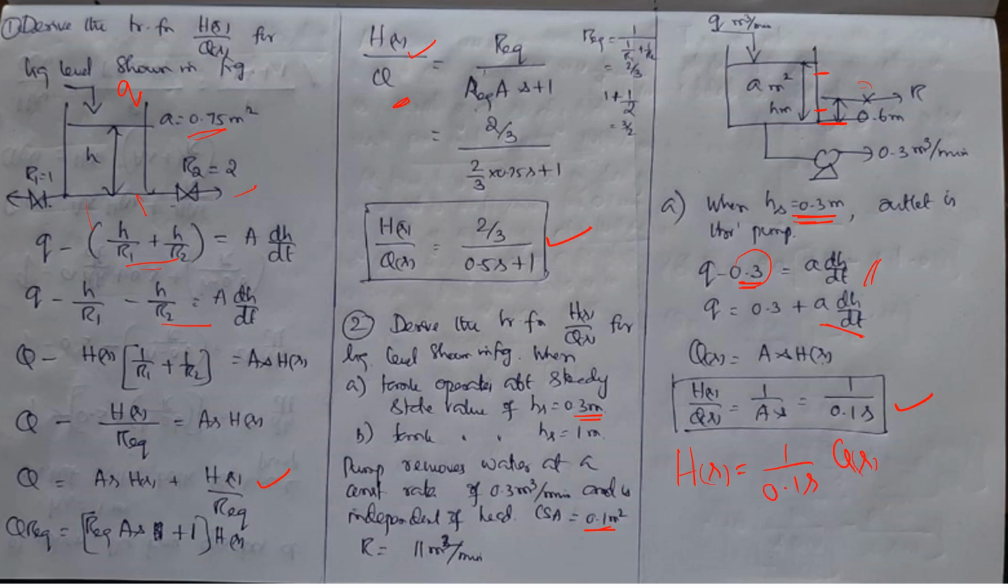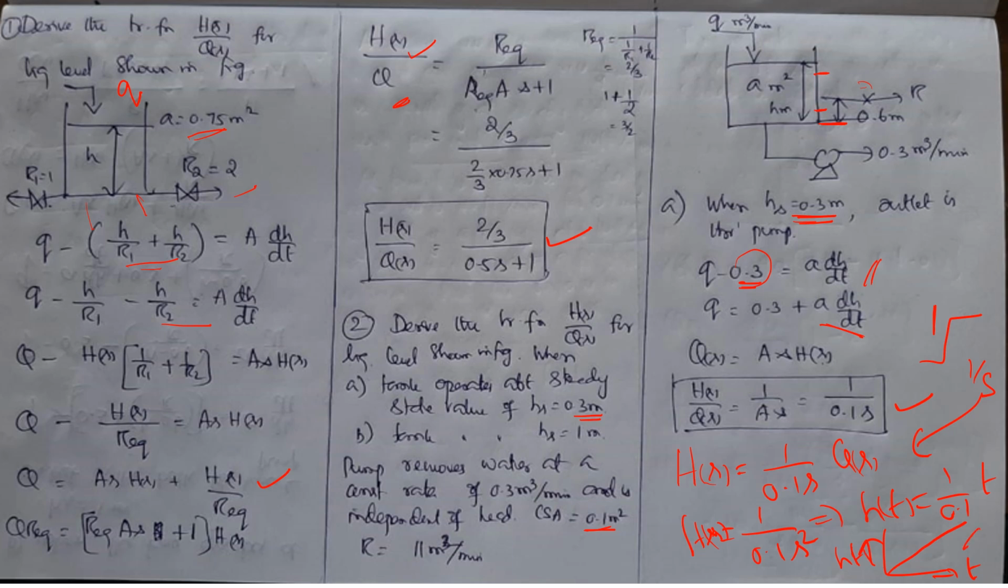Let's say this Q of S equals a step signal. For the step signal, the magnitude is 1, and the Laplace transform is 1 by S. So we substitute: 1 by 0.1 S square. So this is H of S. If I take the inverse Laplace transform, H of t equals 1 by 0.1 into t, which means if I plot it, it goes on increasing. So this is H of t.